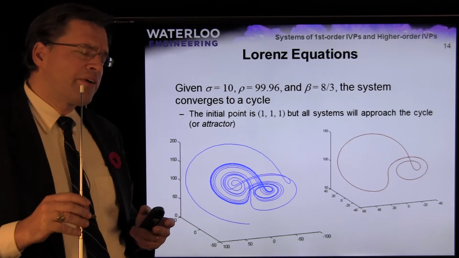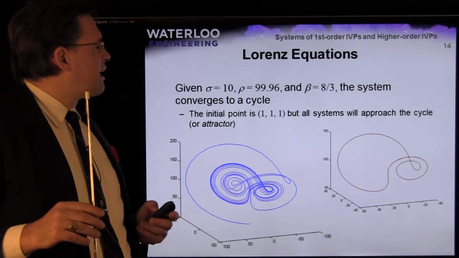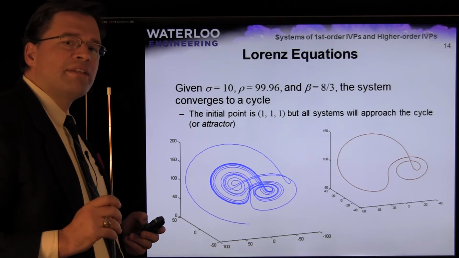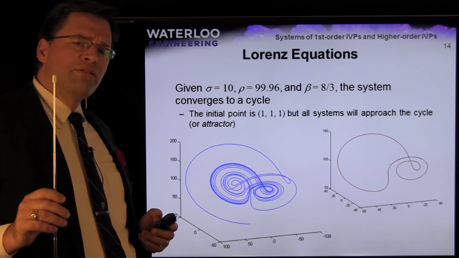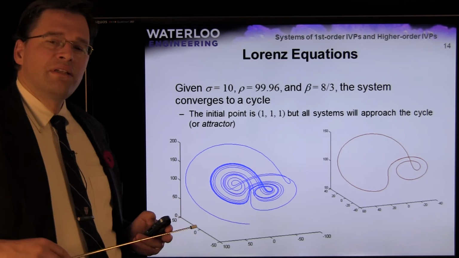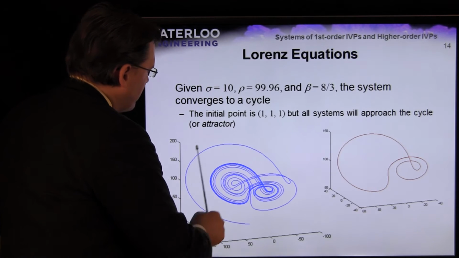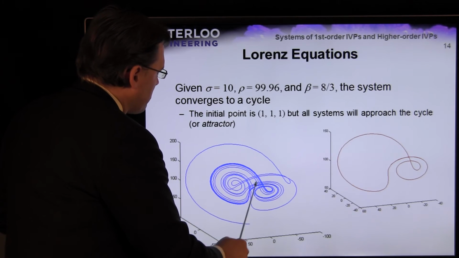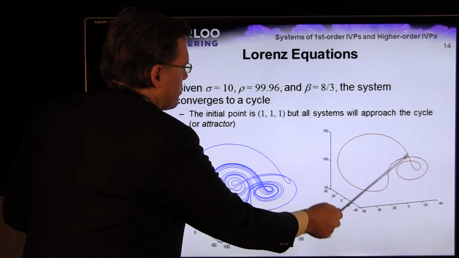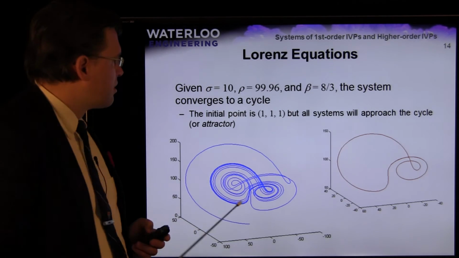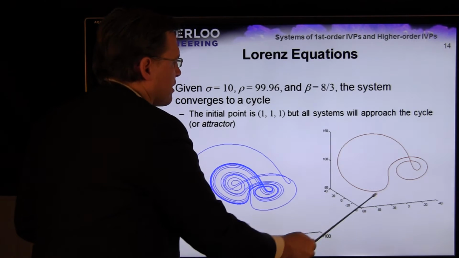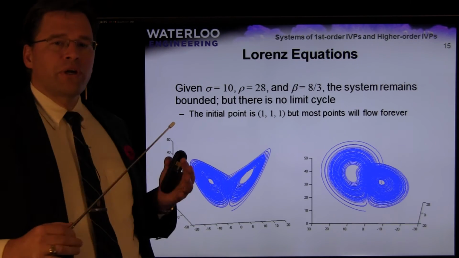Now, here's an interesting scenario. If I let sigma equal 10, rho equal 99.96, and beta equal 8/3, then the system does not converge nor diverge, but it has a limit cycle. So over time, no matter where you start, it's going to start moving around, and ultimately it will follow this limit cycle. So no matter what happens, you will always converge towards and closer to this limit cycle. Now that's called an attractor.